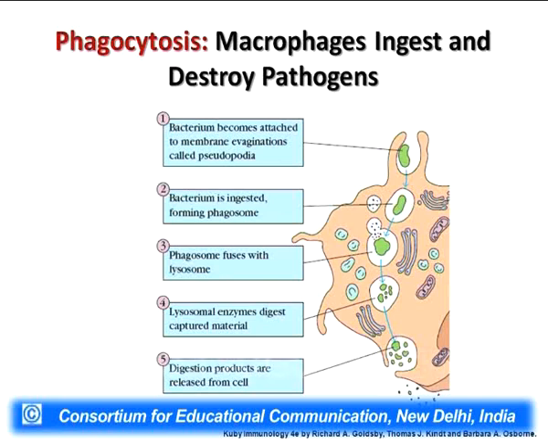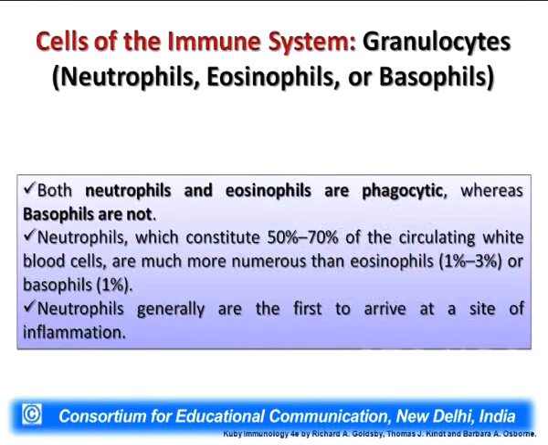So what happens is these lytic enzymes capture the material and subsequently degrade and digest these things, and the digested product is then released from these macrophages. So this is how the phagocytosis of any of the bacteria or the pathogens which are circulating, and which have been recognized by these macrophages, are engulfed and cleared from the circulation.